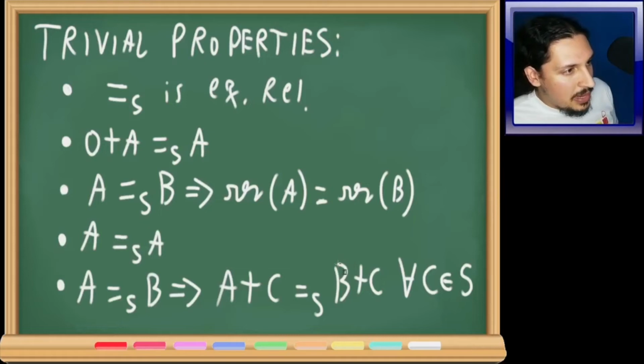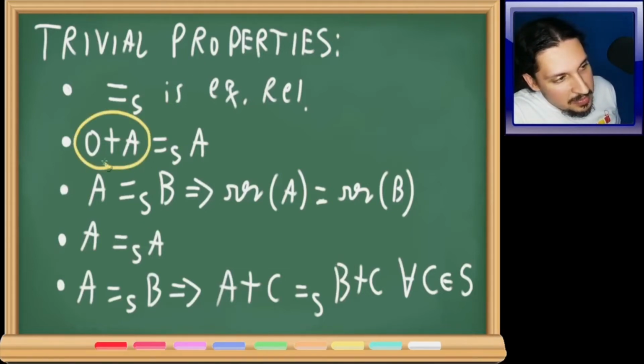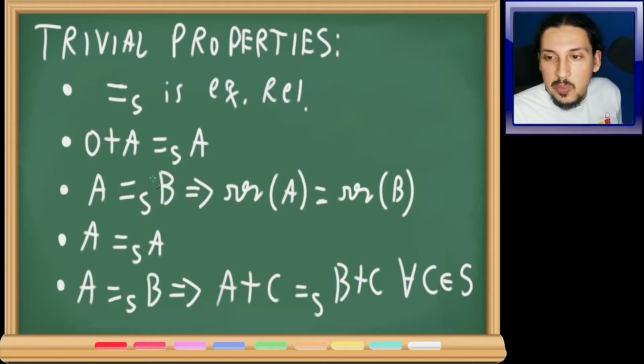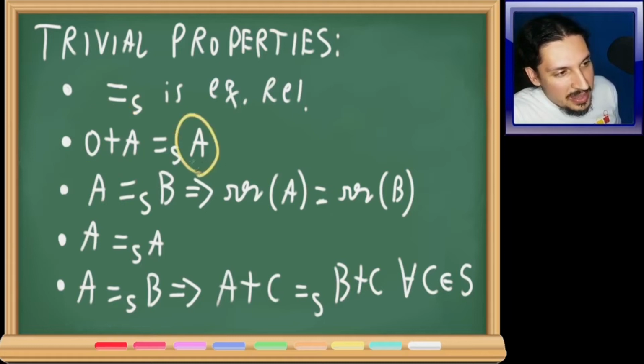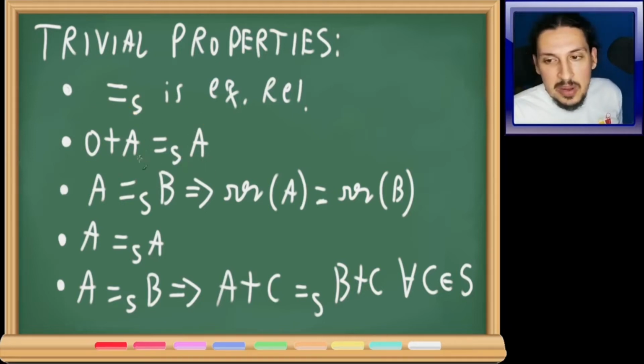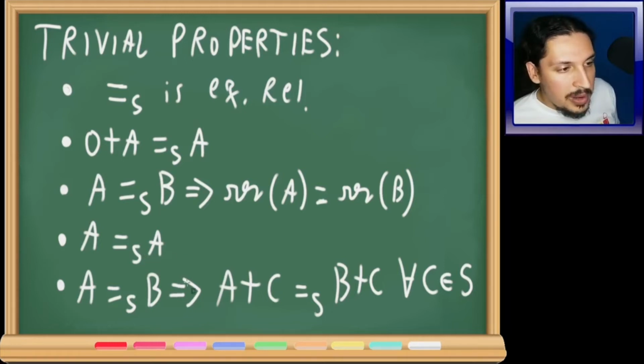What else? This one is important. 0 plus A is always equivalent to A. This is good to note. So 0 works as a neutral element for the equivalence. It doesn't change equivalence. In fact, we know that 0 plus A and A are identical games. So actually, this is just reflexiveness again. What else?